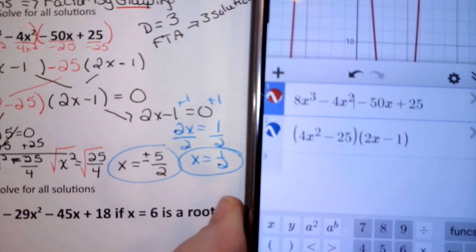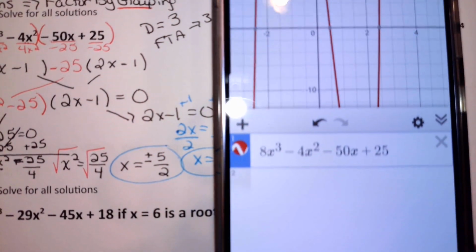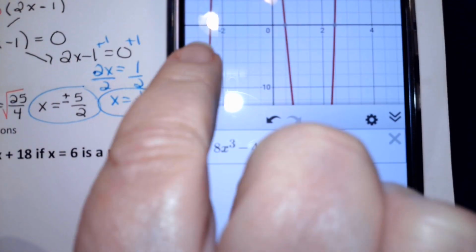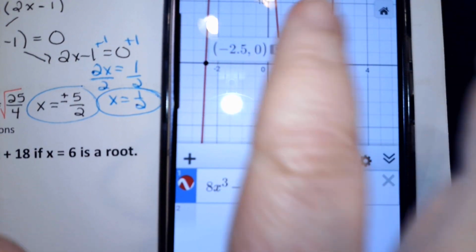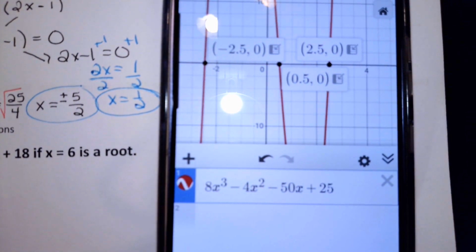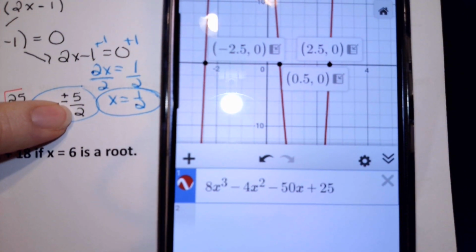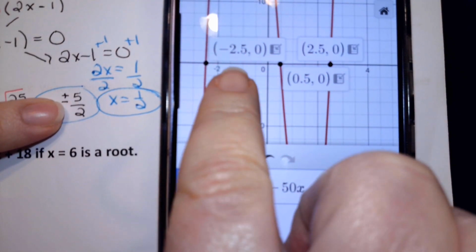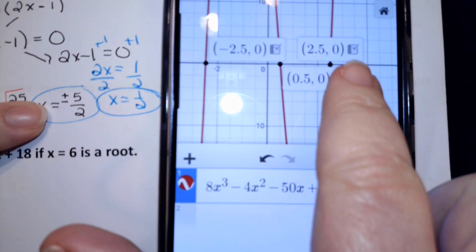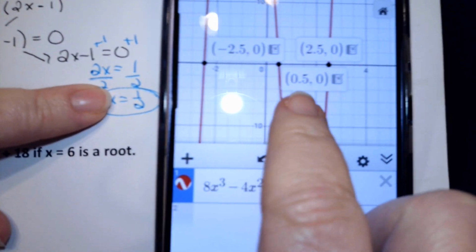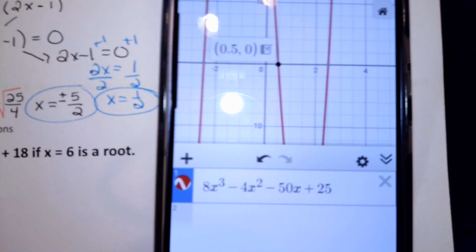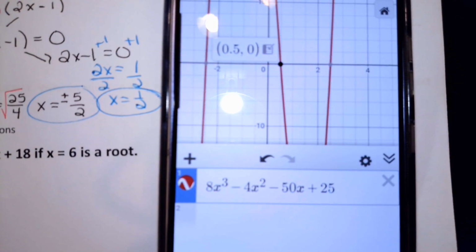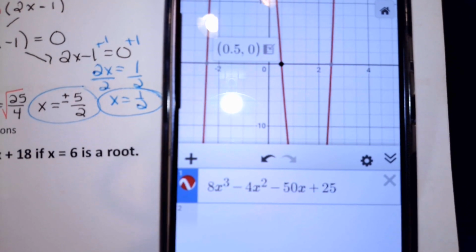Alright, another way I can see the answer very quickly. We know that x-intercepts are also called solutions. So coming right here, I can look at my x-intercepts. 5/2 is the same thing as 2.5, so I got a negative 2.5 and a positive 2.5. 1/2 is the same thing as 0.5, and I got a 0.5 right there. I know you think, oh, Miss CP, why didn't you just show me this to start with? Because I need to show you how to factor by grouping.